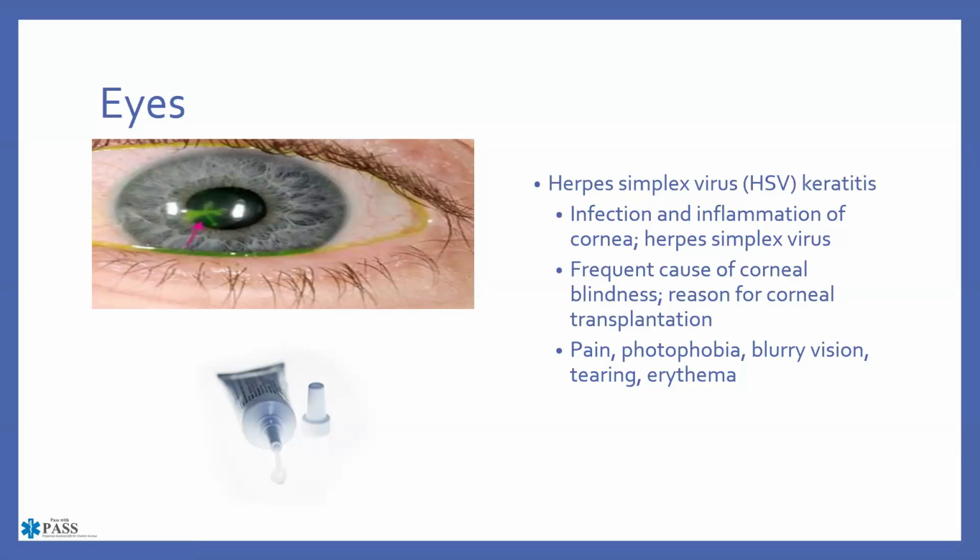Frequent cause of corneal blindness, and it may require corneal transplantation. These individuals, if they have this, are going to have pain, photophobia, so they're light sensitive, blurry vision, tearing, and then erythema or redness. So all of this green here is basically just the stain that they put in there to try to figure out what is going on with the eye itself.